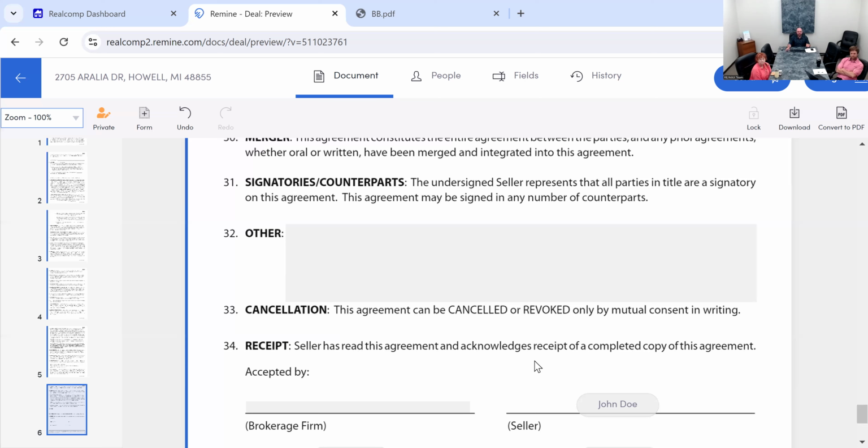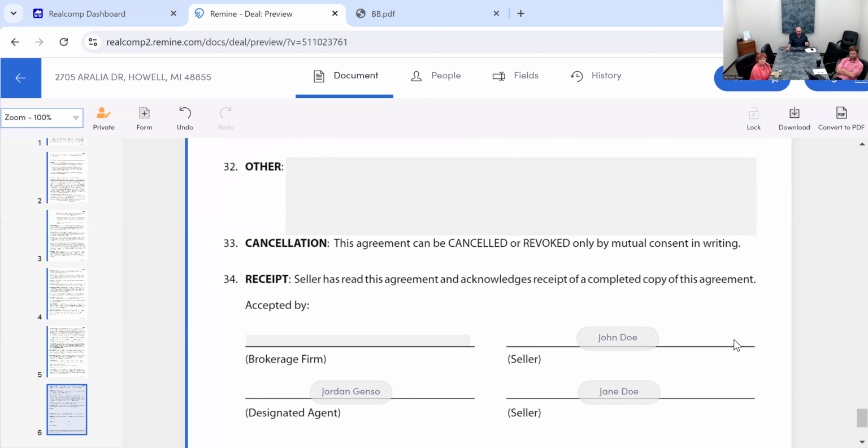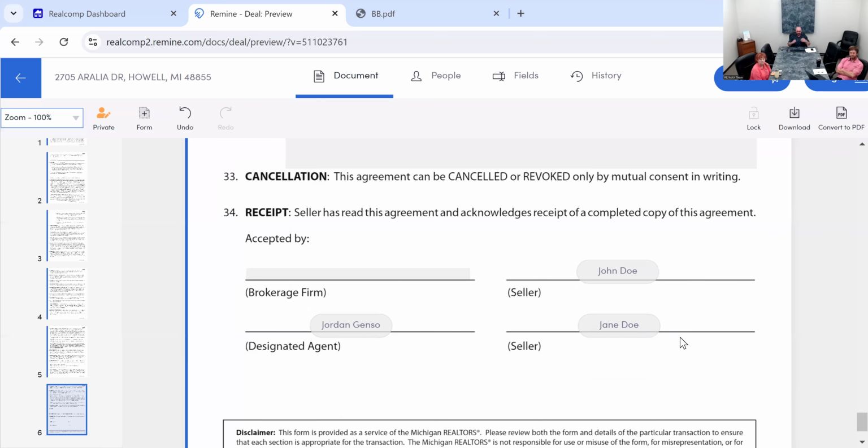Seller has read this agreement and acknowledges receipt of a completed copy of this agreement. So if they're doing electronic signatures, they get electronic copies. If they're doing hand signing, wet signature, you should have the ability to make a copy right then and there and give it to them. Any questions?